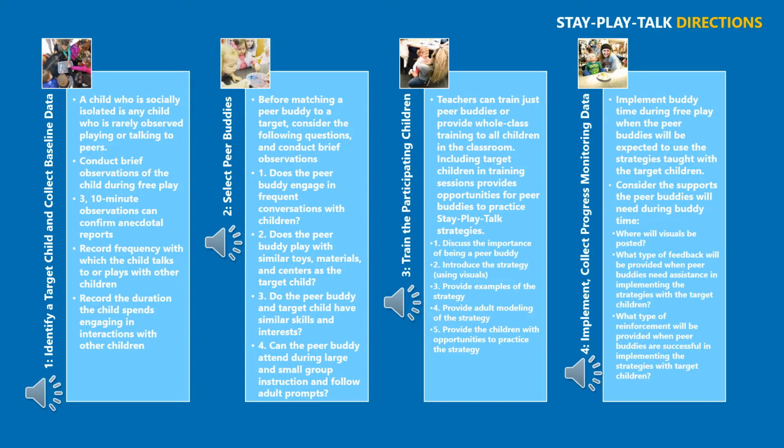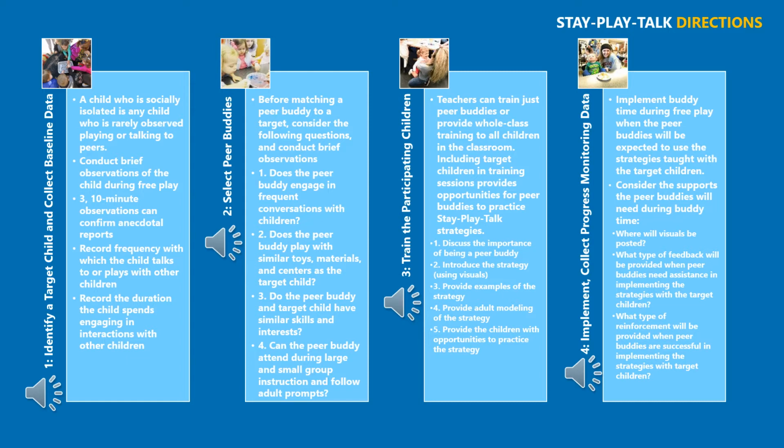The third step is training the children to participate. I believe that you train all of the students, not just the students that will be the peer leaders, but you train everybody to make sure that they understand the importance of being a peer buddy. We're also going to introduce the strategies. Now, children in the lab can't read, so we're going to utilize pictures. However, the high school students still use the pictures.